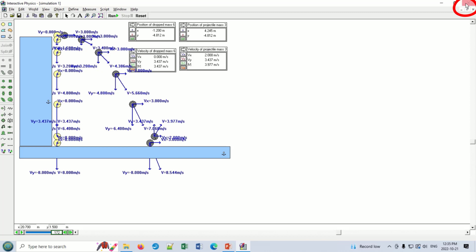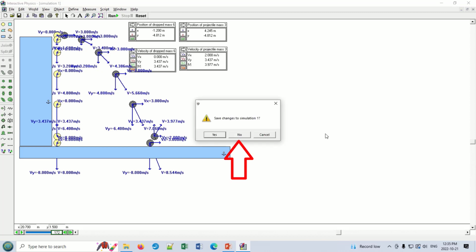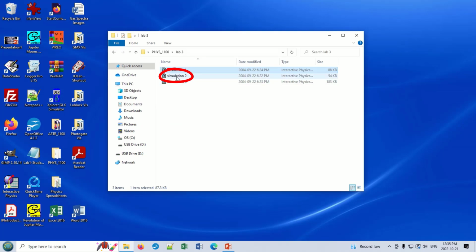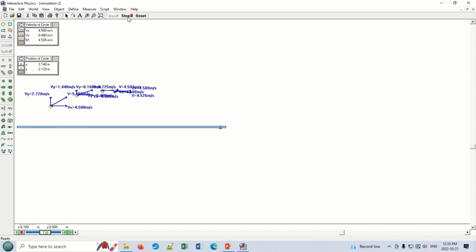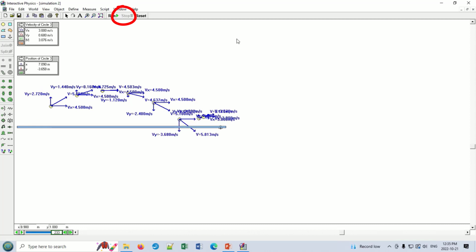So you close this down with the X in the corner. If it asks you if you want to save changes, always say no. Then you open up the next simulation. And in this movie, the ball is going to be fired upwards at an angle, and then it'll fall back down to the ground. So again, you click Run, and go ahead and click Stop after the bounce.